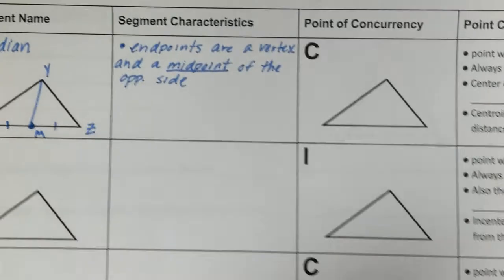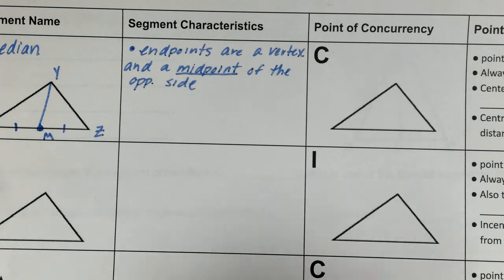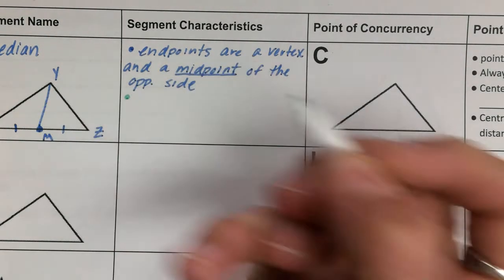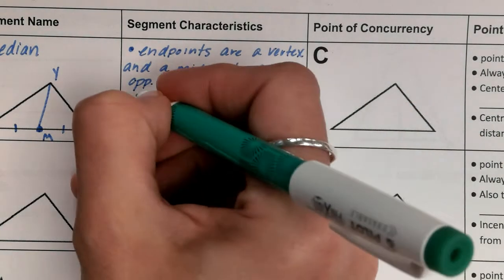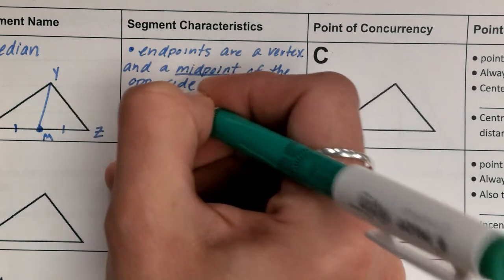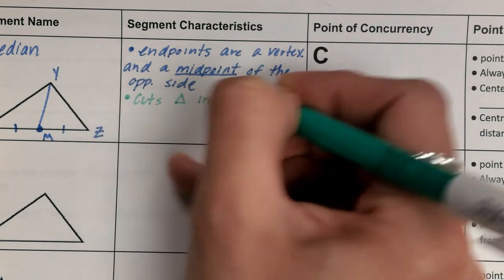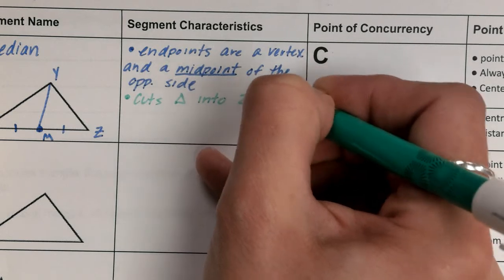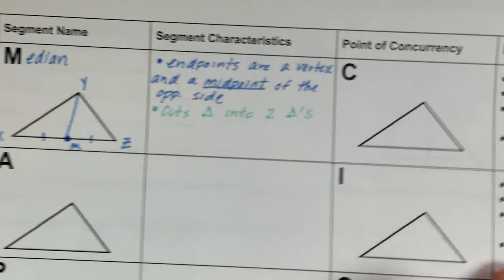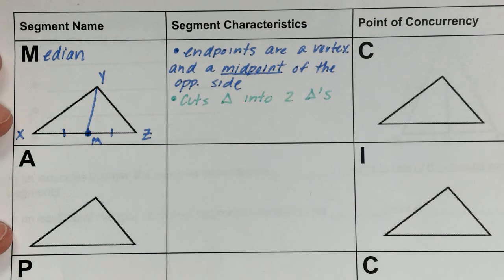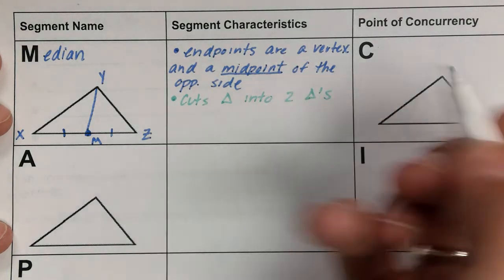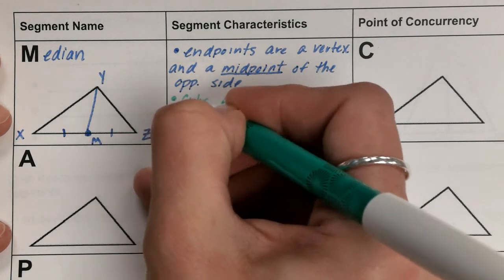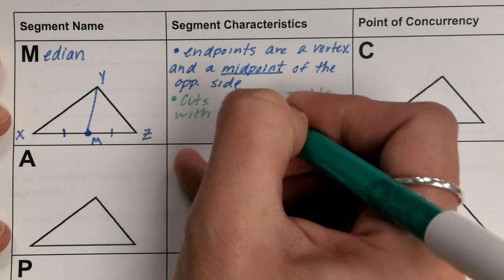Another characteristic and fun fact about this median: when you have a median drawn in this triangle, it cuts the triangle into 2 triangles, and we can see that, but they aren't going to be congruent. But fun fact, it's going to cut into 2 triangles with the same area.